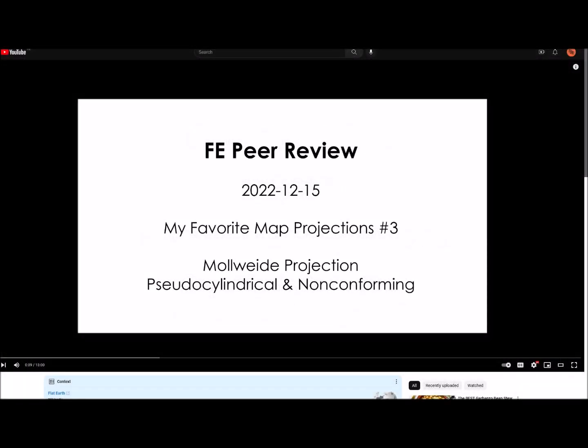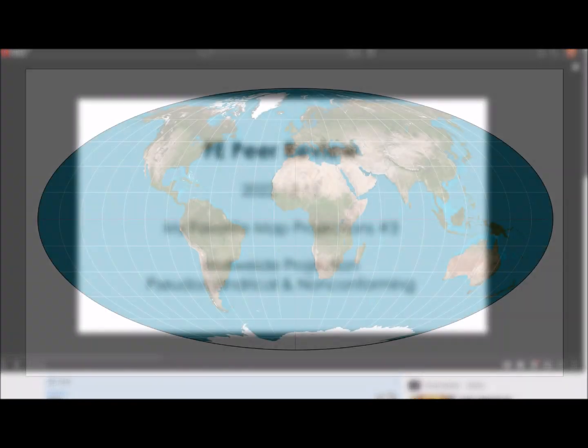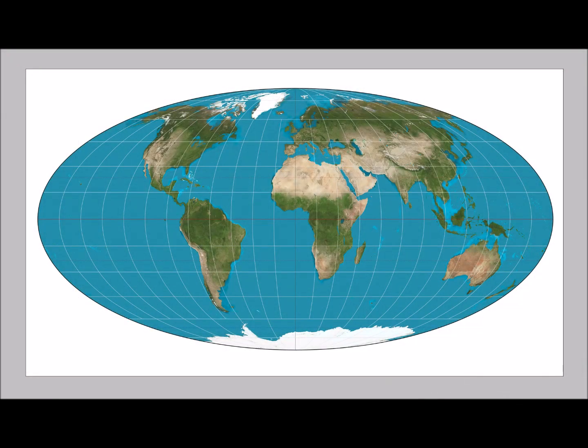As you may recall, in the previous video we looked at the Mollweide projection, which was a pseudo-cylindrical and non-conformal projection. I introduced both those ideas and we discussed them a little bit. This here's the Mollweide that we looked at.